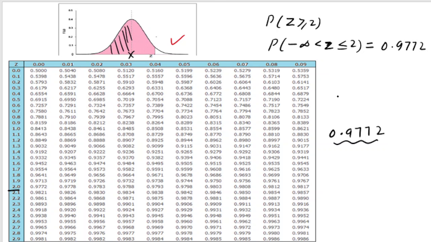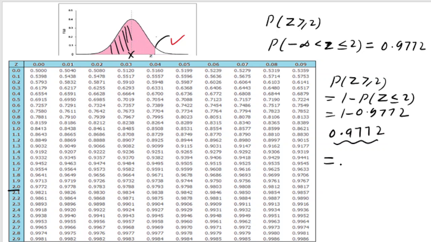So in this case, if I have to calculate the probability for Z greater than or equal to 2, what do we have to do? We know that total area, actually we have to calculate the area to the right of Z greater than 2. So I can take 1 minus probability for Z less than or equal to 2. So that will be 1 minus 0.9772.